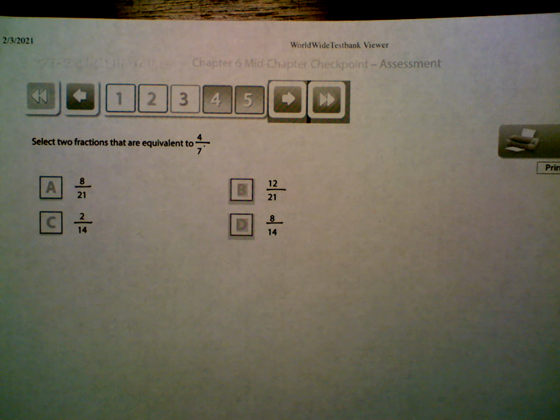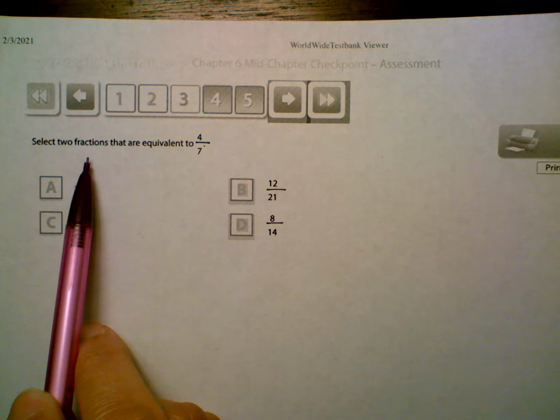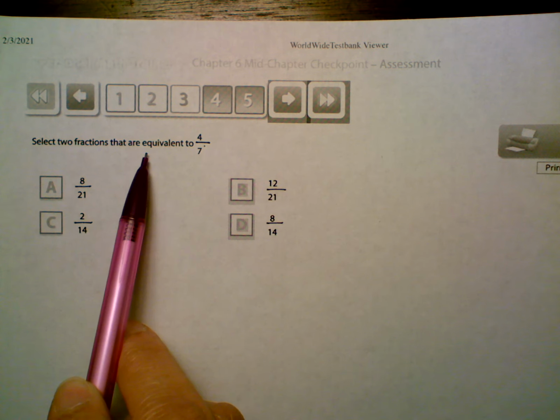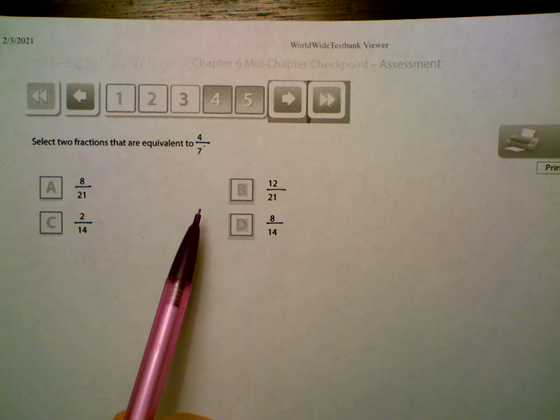Hi everyone, it's Miss Rodriguez, and today I just want to go over some of the problems that you may have had a little difficulty with on the mid-chapter checkpoint. So this is problem number 3, and on Think Central, it would have said select two fractions that are equivalent or equal in value to 4/7, and they give you four choices.